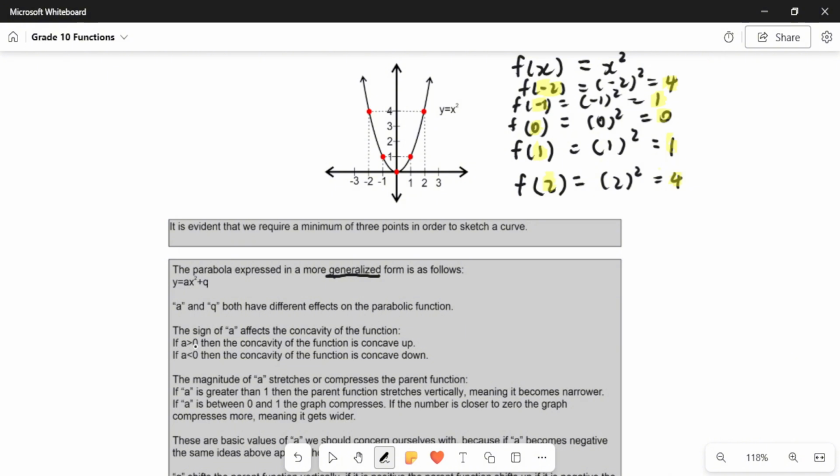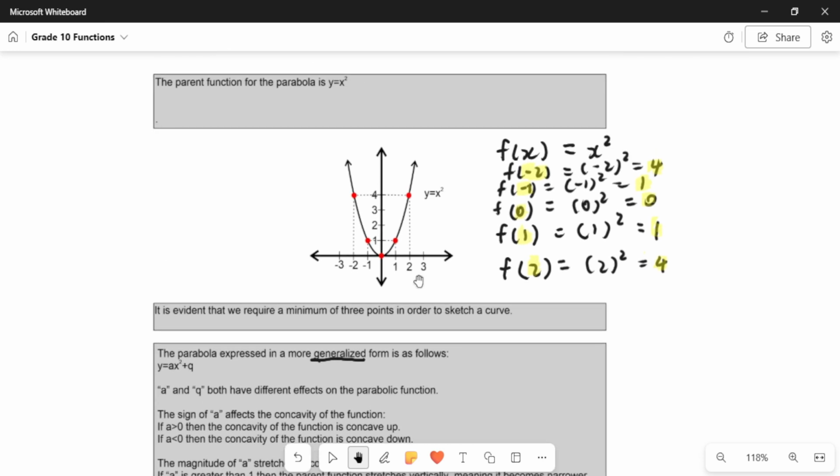If a is greater than 0, then the concavity of the function is concave up. So what does that mean? It basically means that the function, in a very simple sense, curves upwards. In a very simple way, you could think of it like a cup. Can you see the cup? That's the way you can think of concave up.